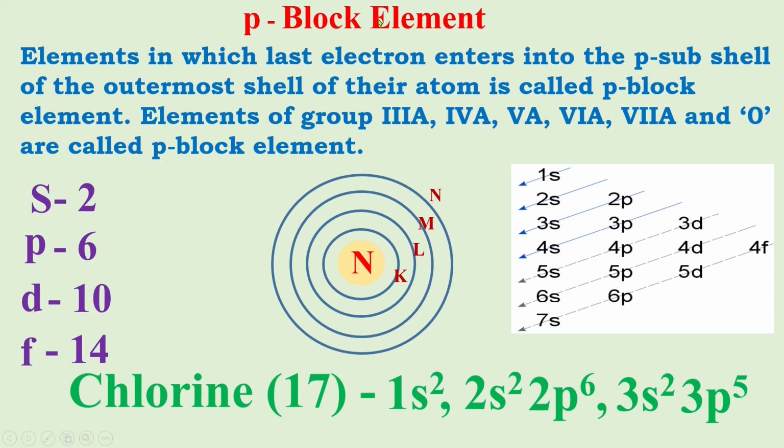That's why elements in which the last electron enters into the p subcell of the outermost cell of their atom are called p block elements. Elements of group 3A, 4A, 5A, 6A, 7A and 0 are called p block elements because the last electron enters into the p subcell of their outermost cell, and so they are p block elements. Okay, this much for today.